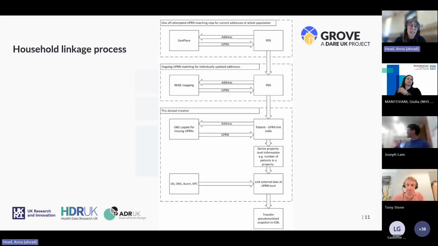And then the UPRNs are pseudonymized, similar to the residential anonymized linkage field in SAIL. And this gets provided to ICBs and people who want to use the data through these secure data environments. And I'd just add here that the CEDO UPRNs that we have are for most recent address only.